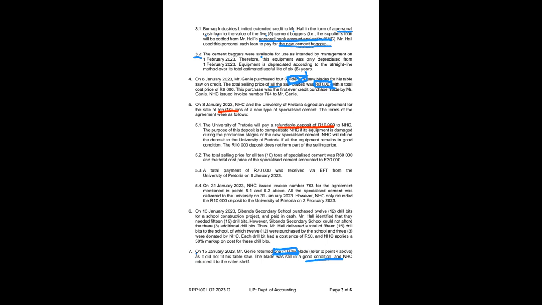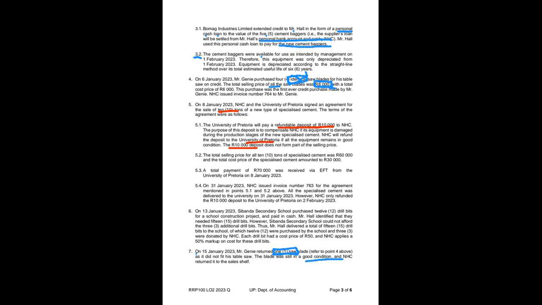NHC will refund the deposit to the university if the equipment remains in good condition. The amount of 10,000 Rand does not form part of the selling price. So it's clear here that this is not income, right? Why? Because income means that there's a possibility that this amount of 10,000 Rand could end up in revenue. But after reading this, it's clear that we're either going to refund them or we're going to use the 10,000 Rand to repair our machines.